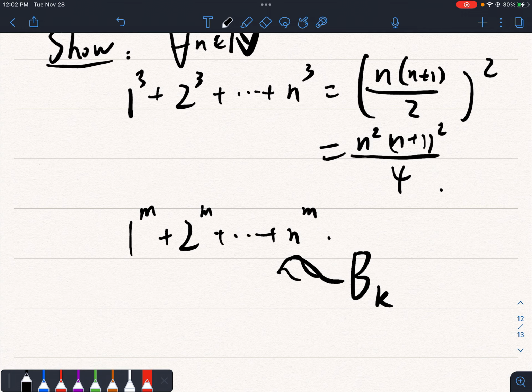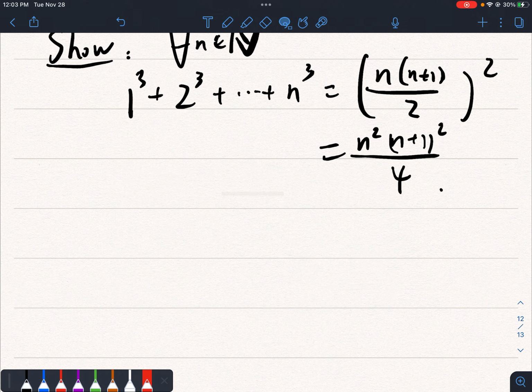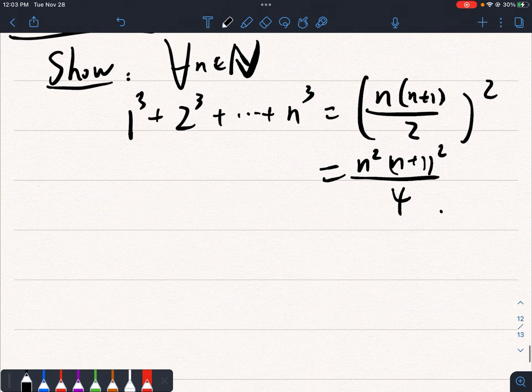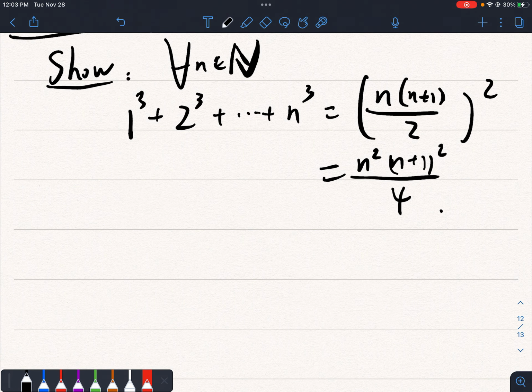If you just evaluate some of them, you can notice that you cannot find any pattern like this anymore. So this is the only exceptional case, which is quite amazing. So let's just forget about the pattern here. Let's just prove this statement.